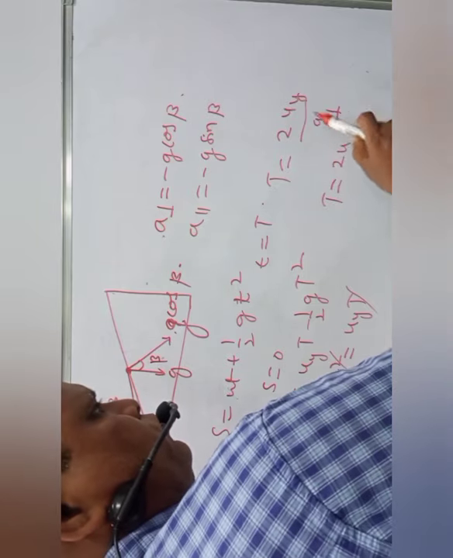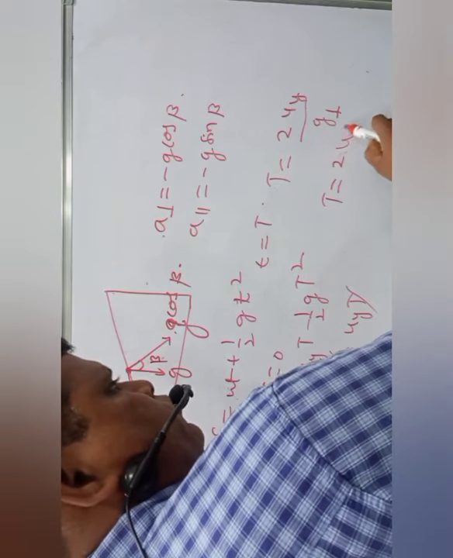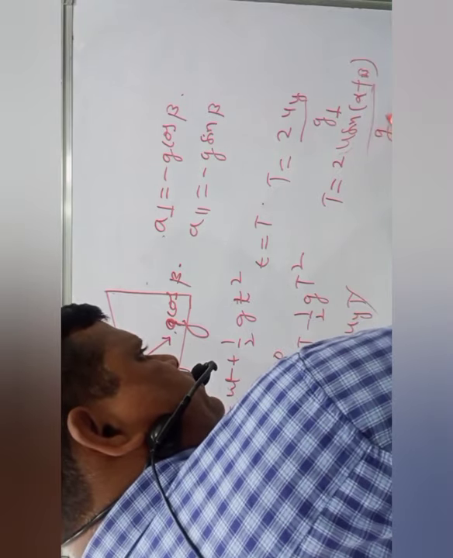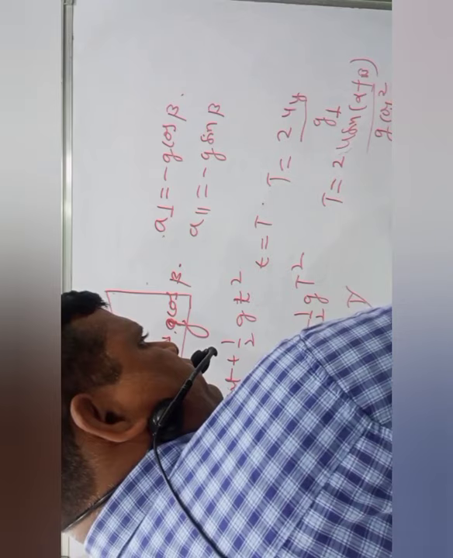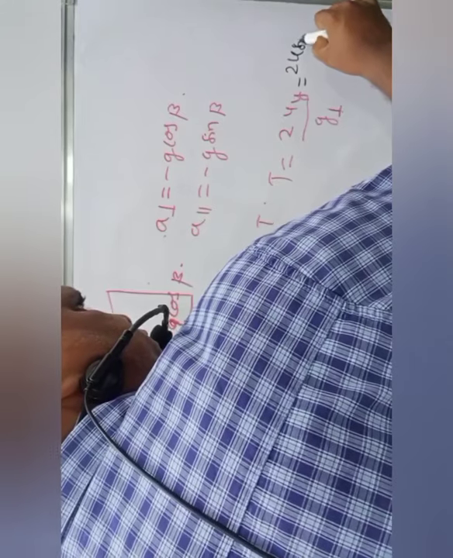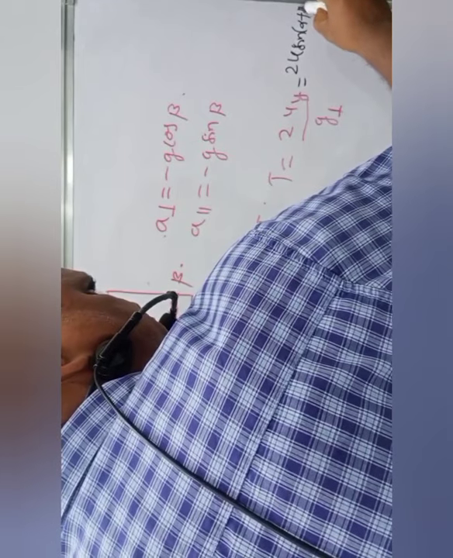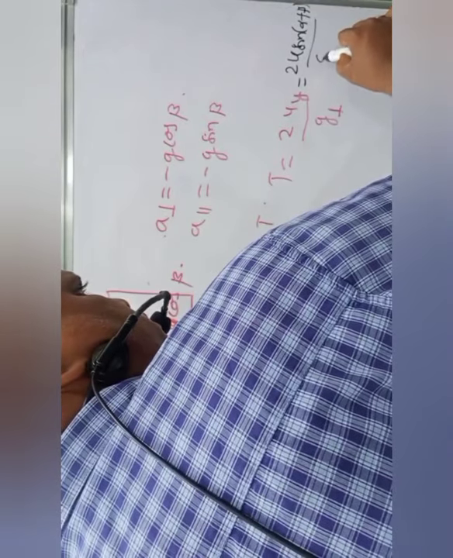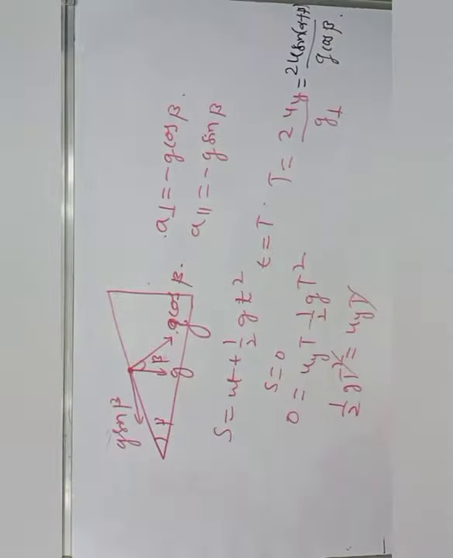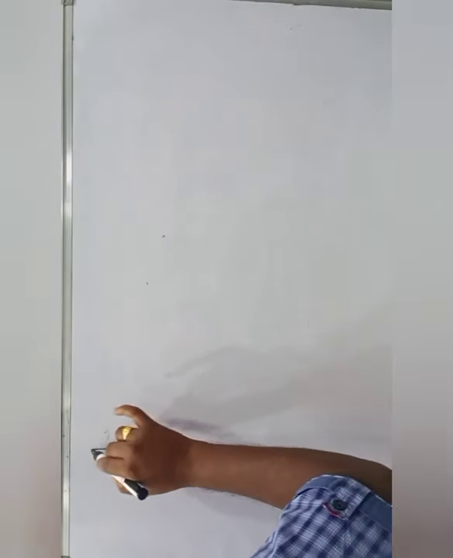Here g is the perpendicular component, so T is equal to 2uy, that is 2u sin(alpha plus beta) by g cos beta.